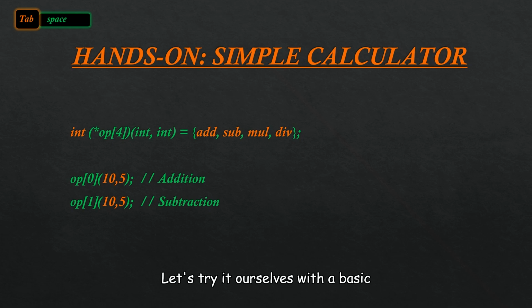Let's try it ourselves with a basic calculator. We create an array of 4 function pointers, one each for add, subtract, multiply, and divide. Based on an index or user selection, we access the relevant function pointer and execute the operation. This structure is cleaner than a bulky switch statement and easily extendable if you want to add more operations later.